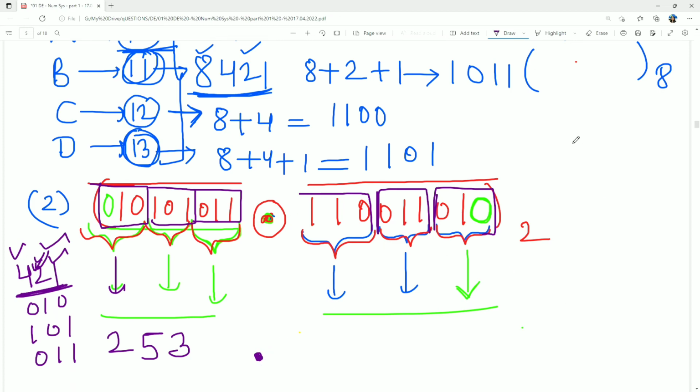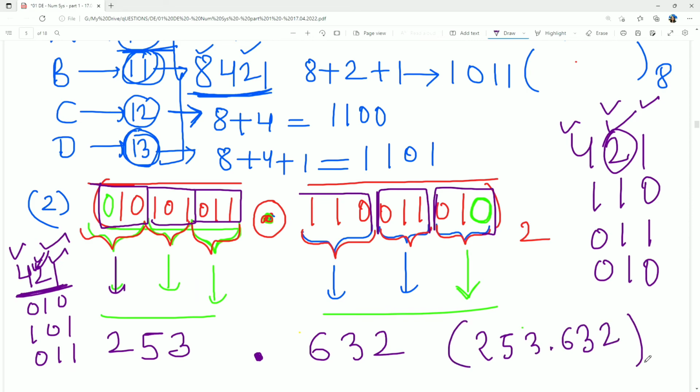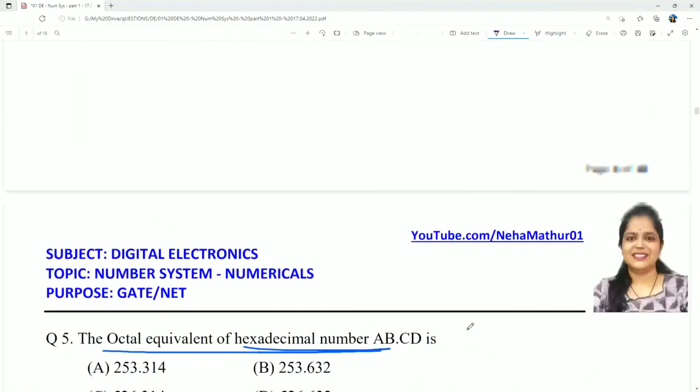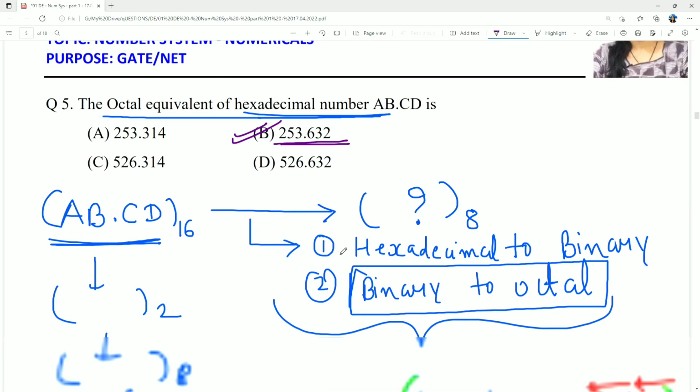For 110, I am again writing 4-2-1. For 110, these two are giving their contribution. So 4 plus 2 will be 6. For 011, these two are going to contribute. So it will be 2 plus 1, 3. And for 010, only 2 is going to contribute. So 2. So 253.632 is going to be your correct answer, which is in the form of an octal number, 253.632. So B is your correct answer.